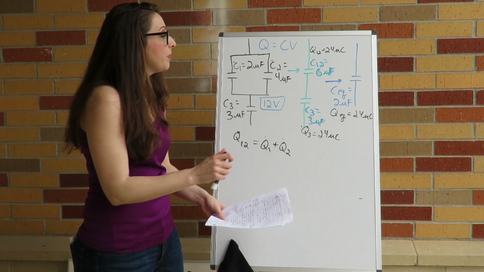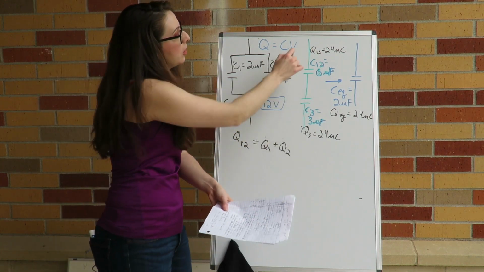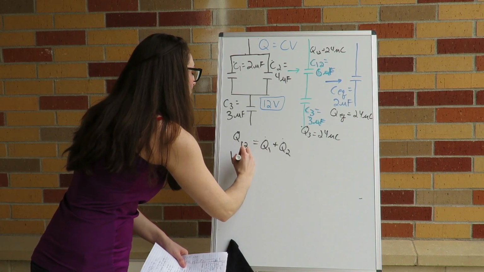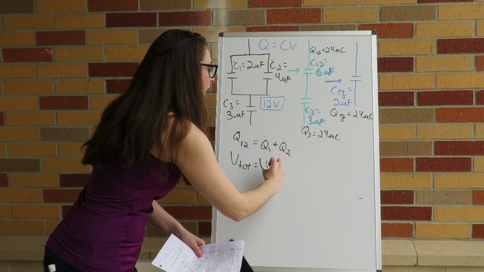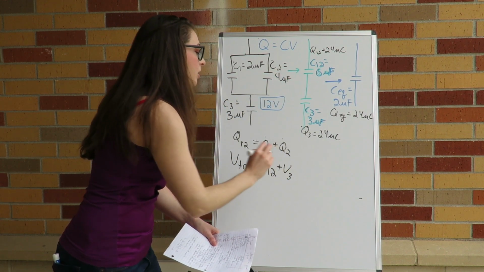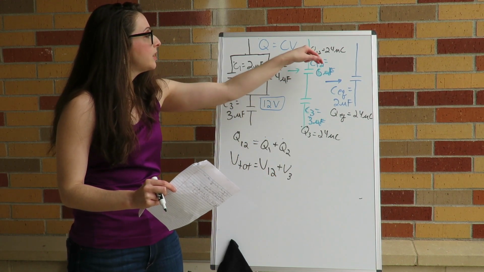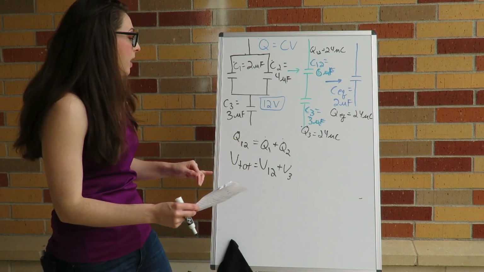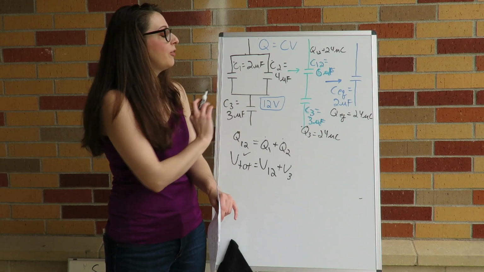Now, in series, the potential differences across our capacitors add. So we look over here at this equivalent series circuit of our capacitors. We have that the total potential difference has to equal the potential difference across our equivalent capacitor C12 plus the potential difference across our capacitor C3. I'm summing them up together because in series, our capacitors, the voltage across them must add. Okay. So if I look at this, the total voltage, that's our 12 volts coming from our battery.